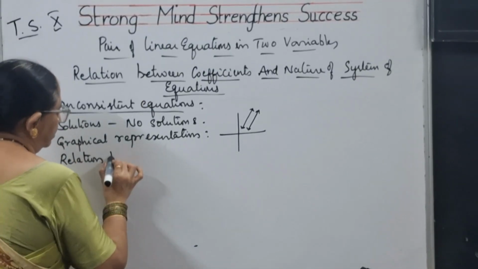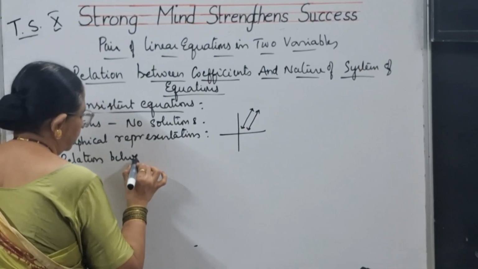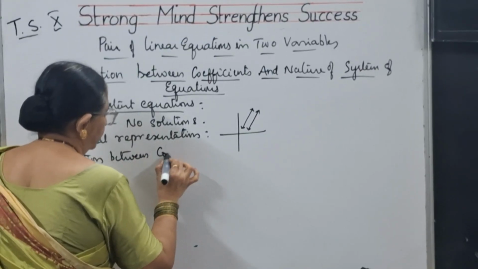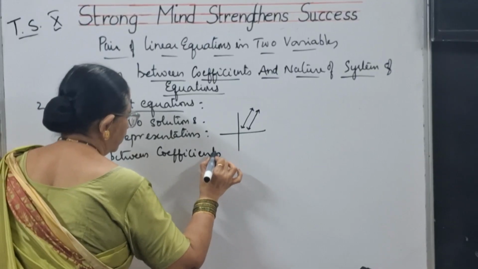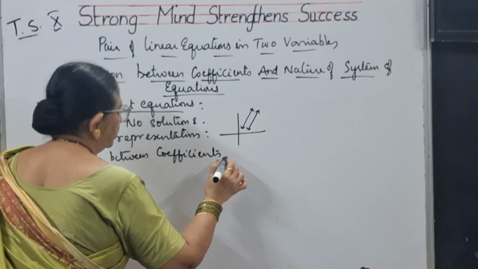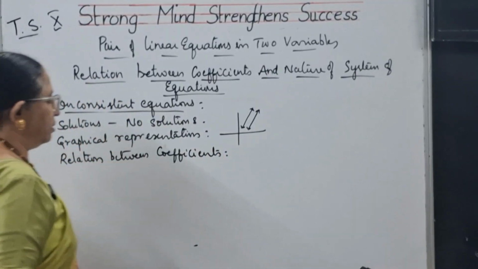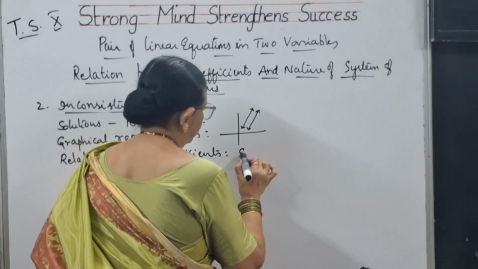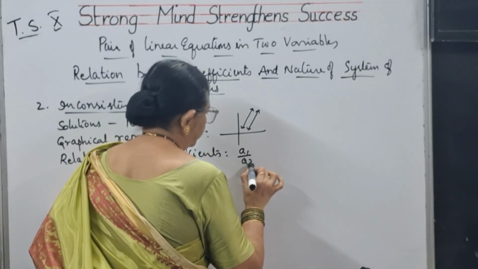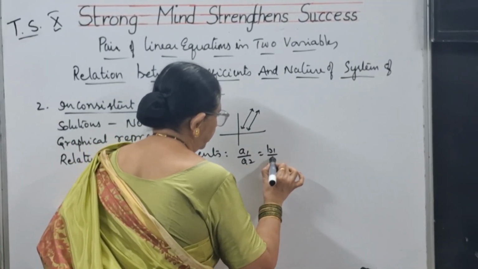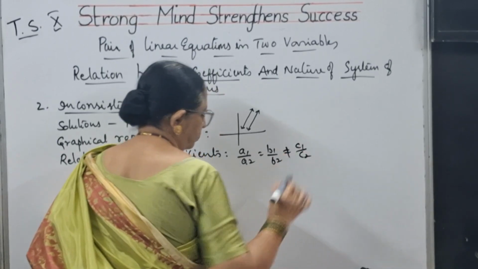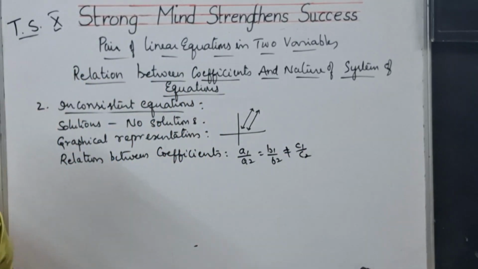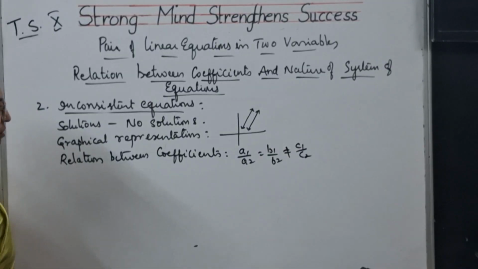What is the relation between coefficients? The relation between coefficients is a1 by a2 is equal to b1 by b2 is not equal to c1 by c2. This is the correlation, children.